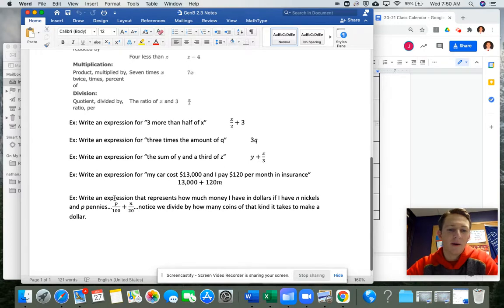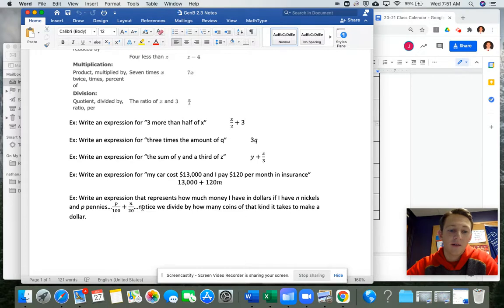And here we have write an expression that represents how much money I have in dollars if I have n nickels and p pennies. Well, we know that pennies cost 1/100th of a dollar. So we have p divided by 100 plus nickels are 1/20th of a dollar because pennies are 1 cent and nickels are 5. So 1 over 20, that's 1/20th of a dollar. So how many pennies do we have? How many nickels do we have? And then if we divide those and add them together, that's going to tell us how many dollars we have.